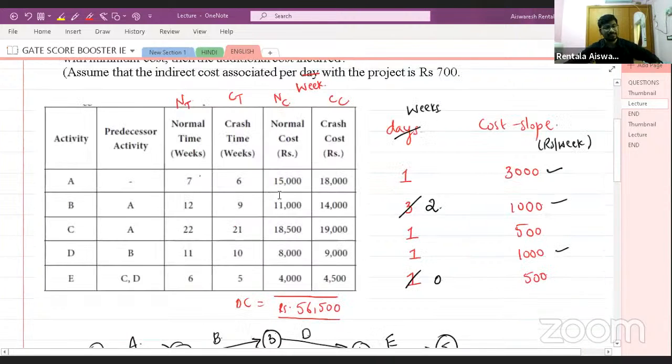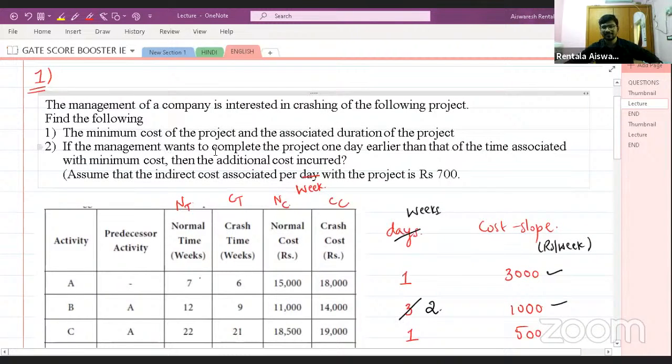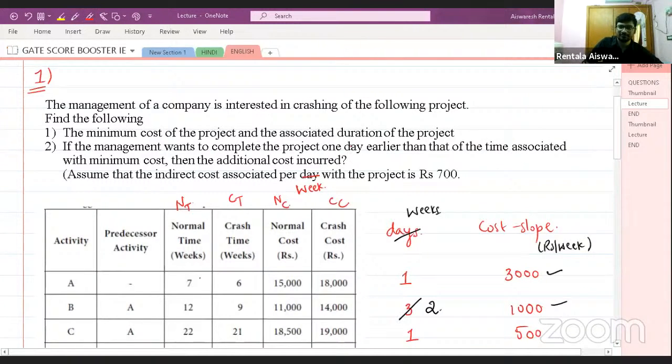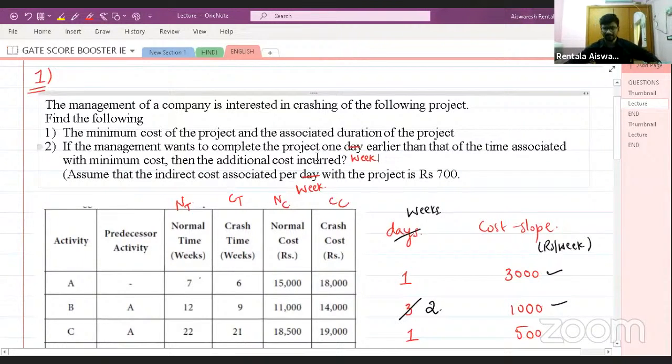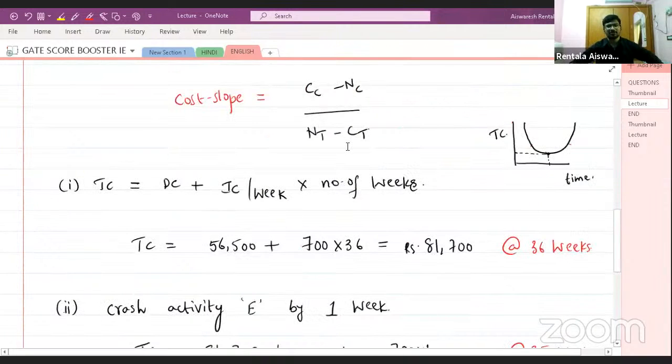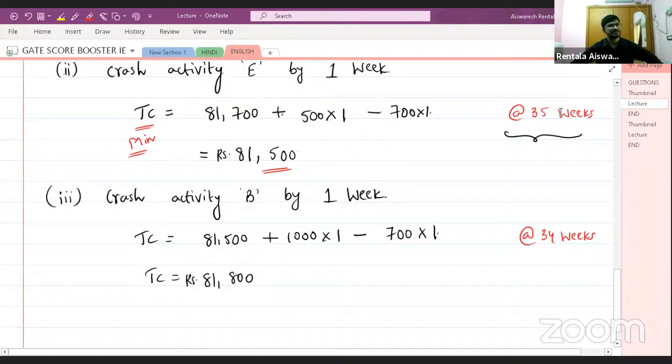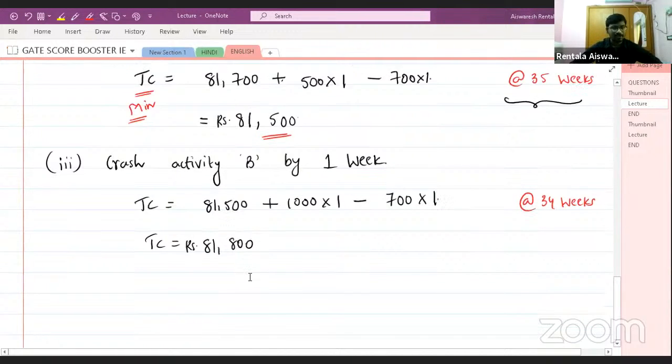So next part of this particular question: if the management wants to complete the project... sorry, it is not 1 day, 1 week. Here also my mistake. If the management wants to complete the project 1 week earlier than the time associated with the minimum cost, that means instead of completing this in 35 weeks, if I want to complete this in 34 weeks, what will be the additional cost? Anyone? So additional cost will be, how much?